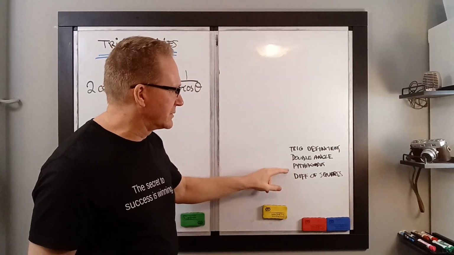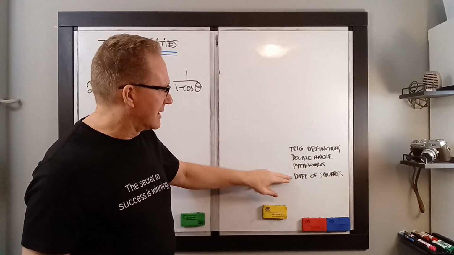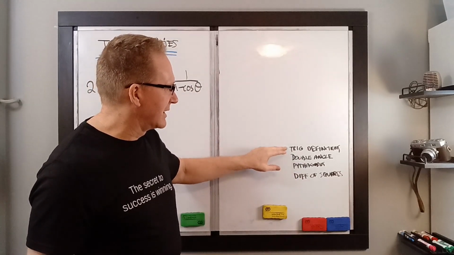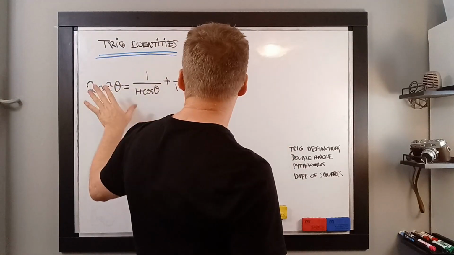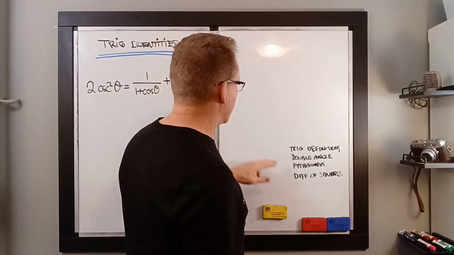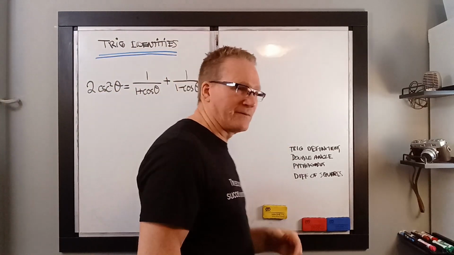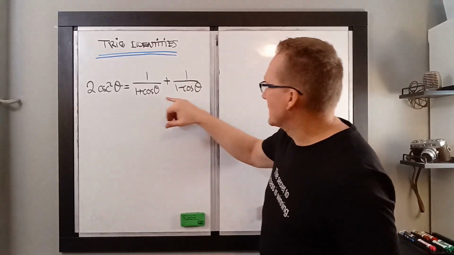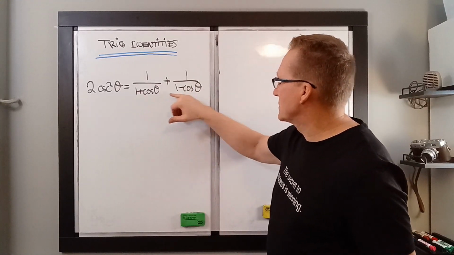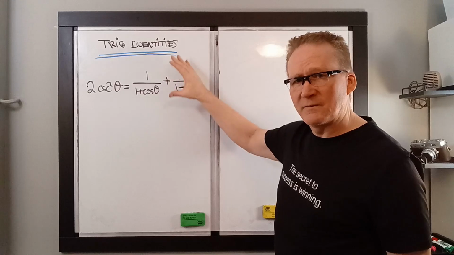Remember, here are the 4 principles we're going to try to use for these: difference of squares, Pythagoras, double angle, and trig definitions. We'll have trig definitions. No double angle here. Might be Pythagoras. There's definitely a difference of squares. Here's 1 plus cos, here's 1 minus cos, but they're not in the right format.